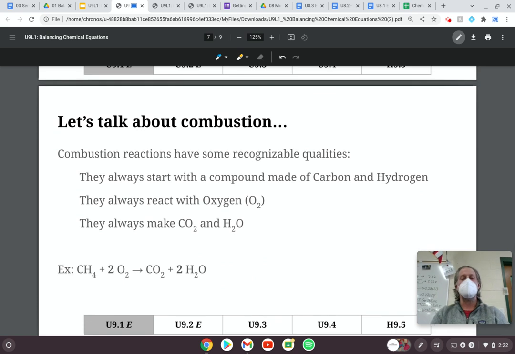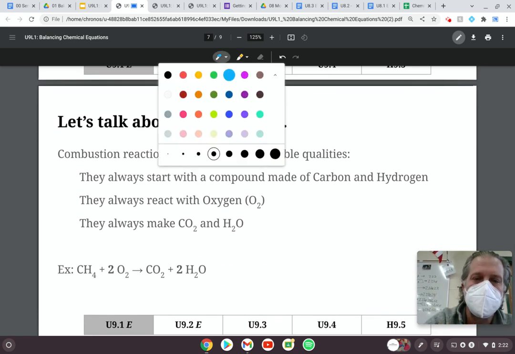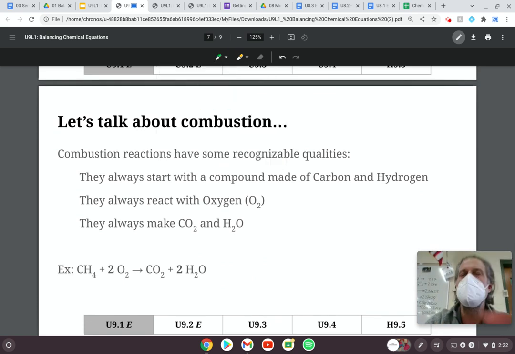Now we need to talk about combustion. Combustion is a very unique type of chemical reaction. We are going to learn about the 5 different basic types of chemical reactions by the end of the week, but combustion happens to be one of them. Combustion reactions are always a little bit more difficult to balance because they've got this weird little hiccup in them that we'll teach you a trick for. But they always start with something called a hydrocarbon.